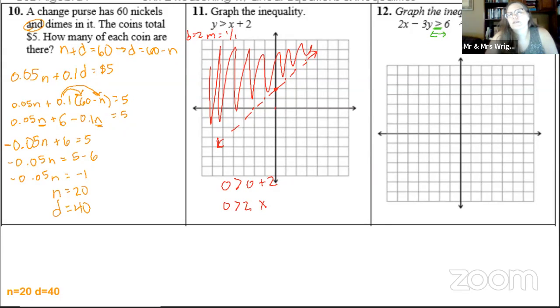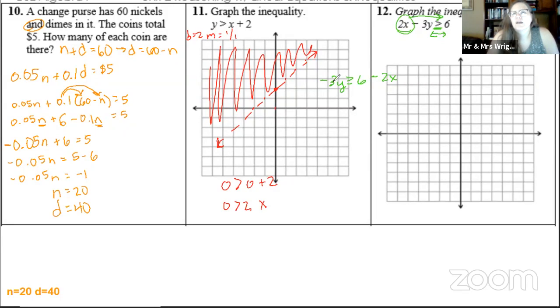Now, this inequality is not in y equals mx plus b format, so we're going to just switch some stuff around here. I'm going to have negative 3y is greater than or equal to 6, and then I'm going to have minus 2x. I took my 2x over here and I moved it to the other side.